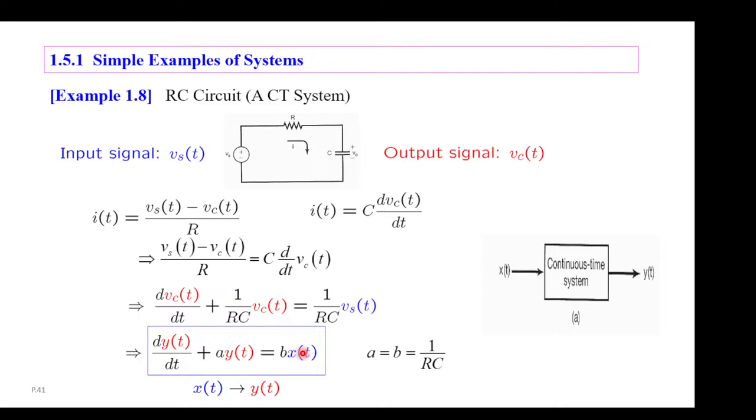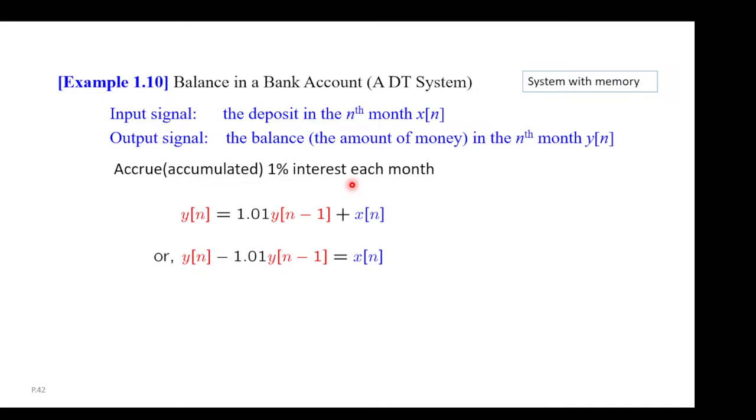Okay, so that's a system. Here is another system, not so physical, but also very common: balancing your bank account. The input signal is how much you deposit into your bank account each month, and the output signal is the total balance, how much money you have in your bank account at the end of the month. This is a discrete time system, because you take points at each month. It is also a system with memory, because how much you have in the bank account depends on all the previous money you put in.